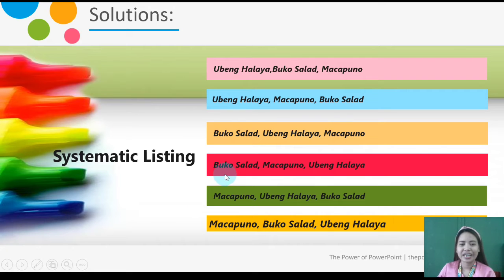Then the fourth one, we have buko salad, second is makapuno and ubing halaya. Then followed by makapuno, ubing halaya, and buko salad. Then the other one is makapuno, buko salad, and ubing halaya. So as you can see, if we count the number of ways we can serve the 3 sweet delicacies to our visitors, we have 1, 2, 3, 4, 5, and 6. That's it. We have 6 ways to arrange the 3 sweet delicacies.